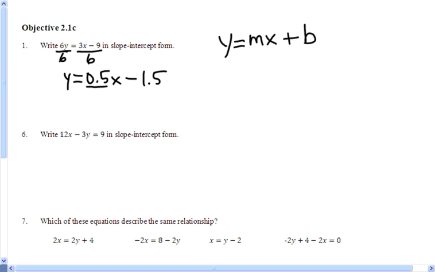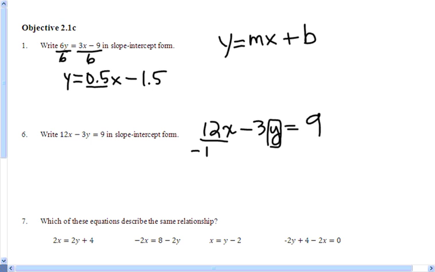12x minus 3y equals 9 in slope-intercept form. Okay, and this one, again, we need to isolate this y. We have more to get rid of than we did in the last problem. We have to get rid of this 12x completely. We don't want anything left. So that means we want to subtract it away.